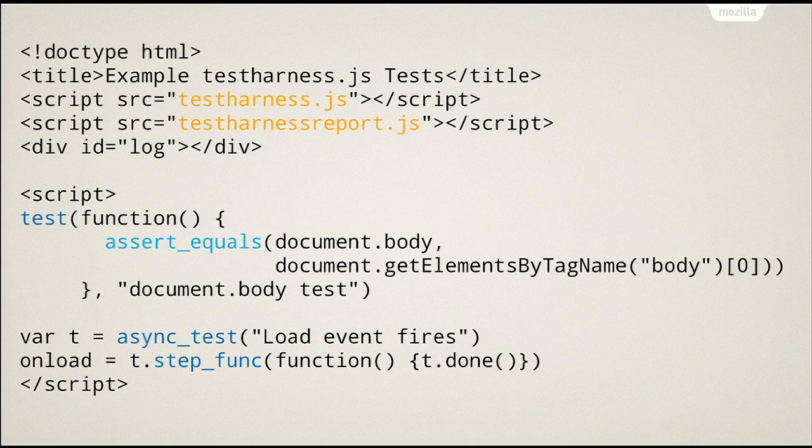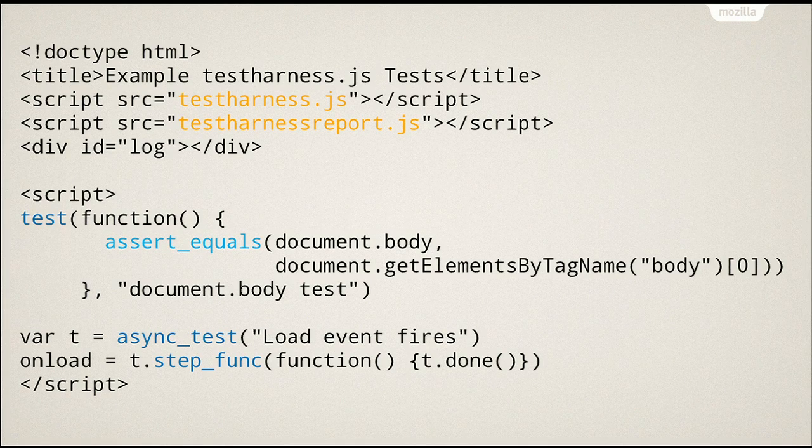If you've ever used an XUnit style framework, it should look pretty familiar to you. We have just a script here with a function called test, which itself takes a function, and inside that function we have this assert equals function, which just tests two things for equality, and if that assert doesn't throw, then the test passes.